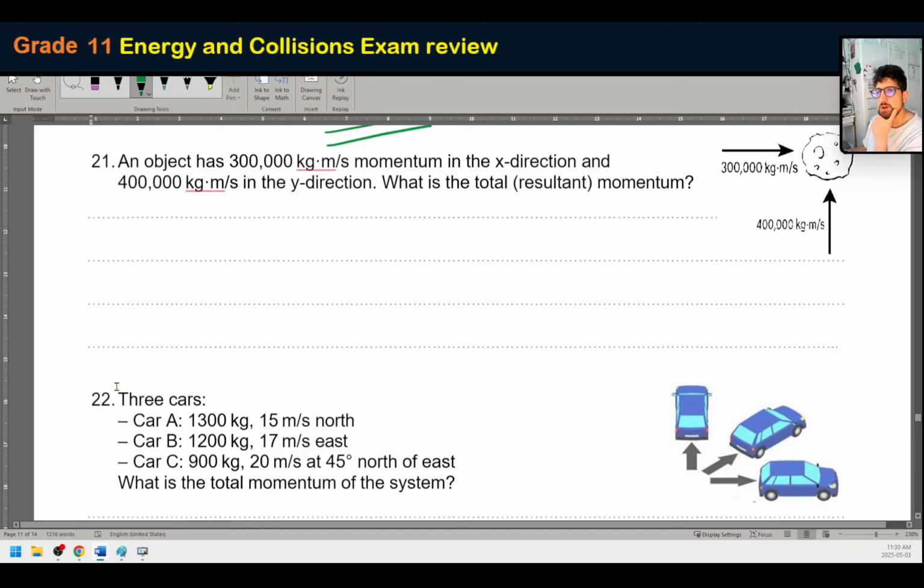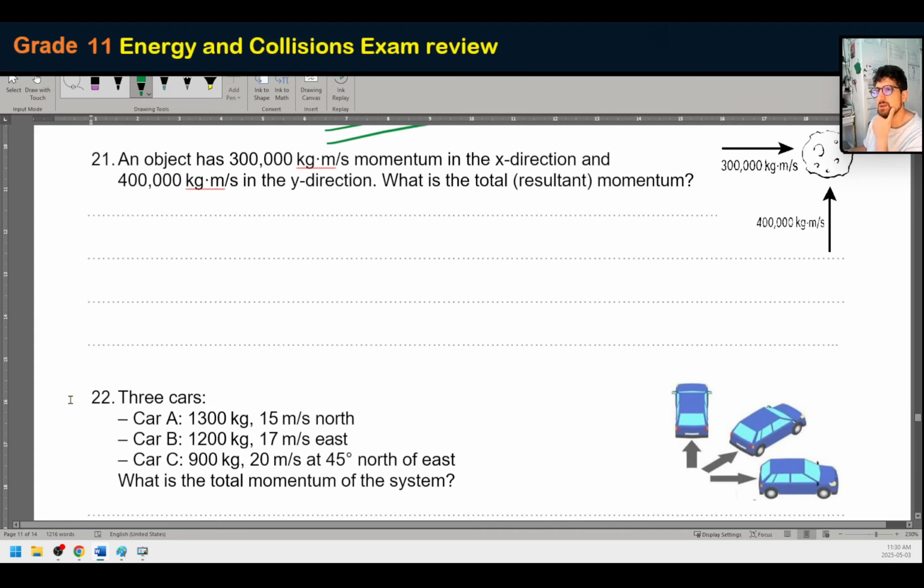Okay, let's move on. An object has 300,000 kilograms meters per second of momentum in the x direction and 400,000 kilograms meters per second in the y direction. What is the total resultant momentum? So, hello Pythagoras. Right, so here we go. We've got 300,000 in the x, and 400,000 in the y.